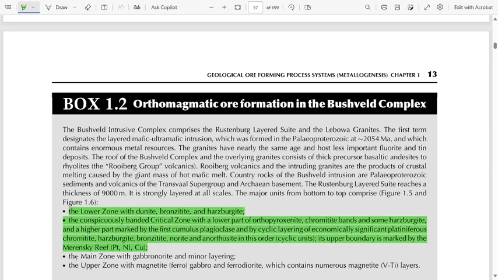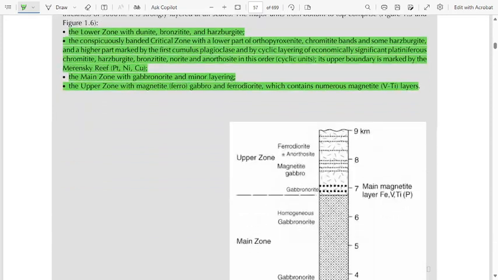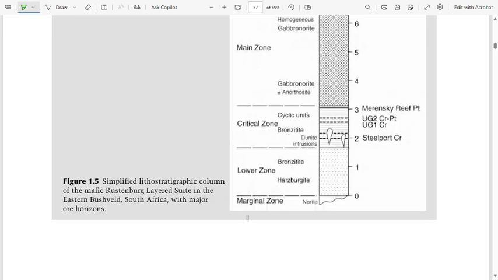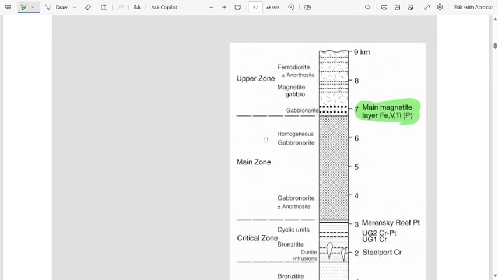The main zone is with gabbronorite and minor layering. The upper zone has magnetite, ferrogabbro, and ferrodiorite, which contains numerous magnetite, that is, vanadium and titanium layers. So, marginal zone, lower zone, critical zone, main zone, upper zone.